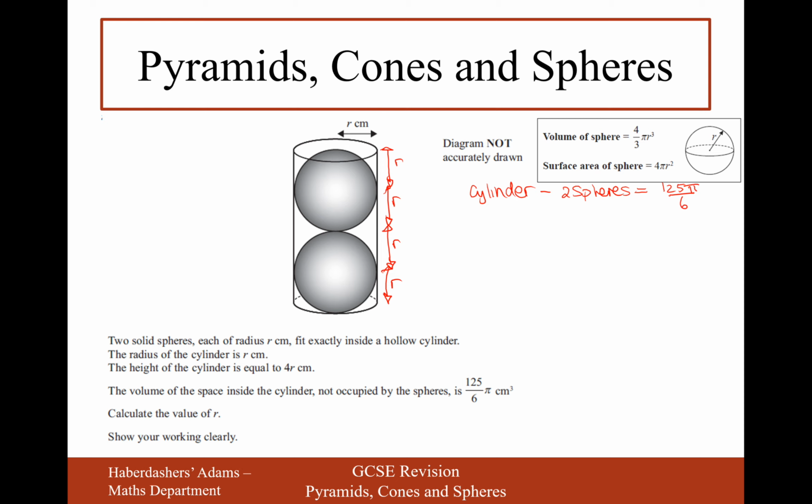So the cylinder then, so that's going to be area of the cross section times the depth. So that's going to be pi r squared times another 4r. So it'd be pi r squared times 4r, and that was simplified to 4 pi r cubed. The two spheres, well, it's going to be the volume of this sphere here, but multiplied by 2, so that's going to be 8 over 3 pi r cubed, and that will equal 125 over 6 pi. So let's write that all out.